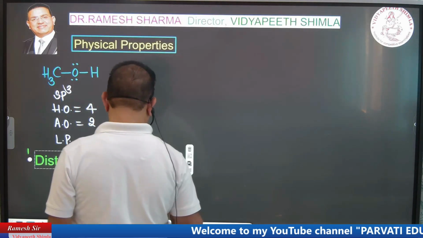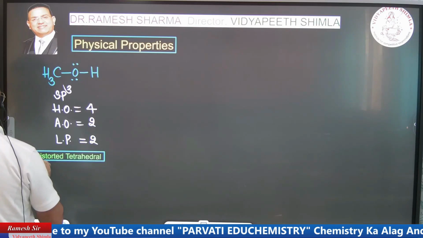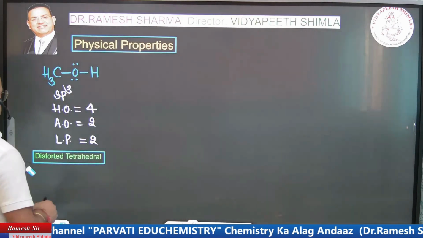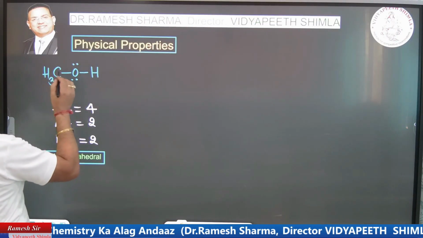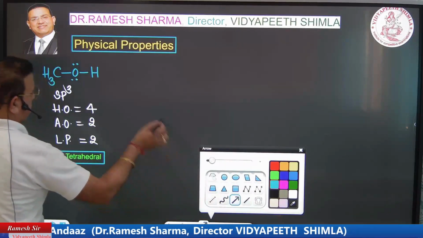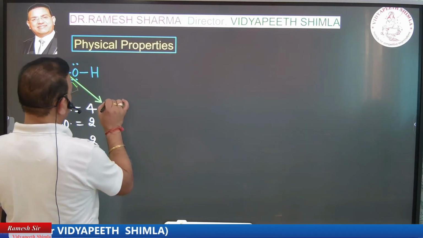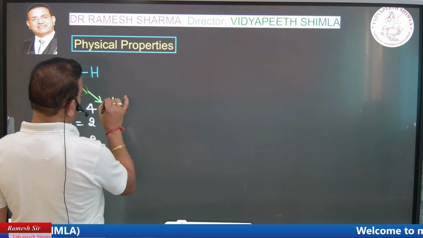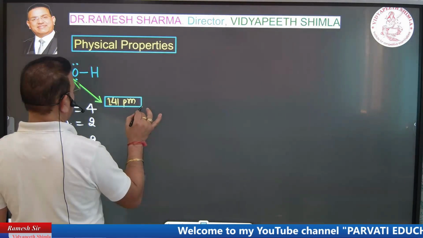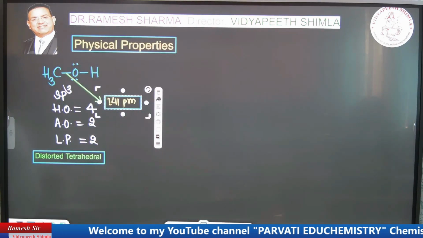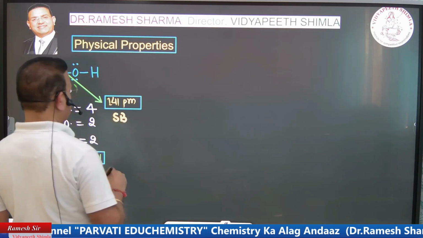like water. But one important thing is that this C-O-H bond length is 141 picometer. Yes or no? And this way the C-O bond will always be a single bond. Yes or no?